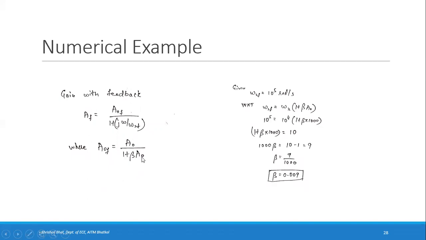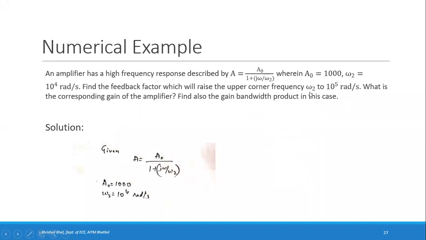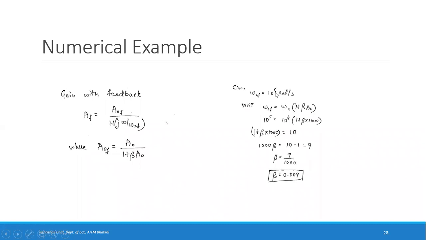It is also given that with the feedback, your upper corner frequency with feedback has to be 10 raised to 5 radians per second. So omega 2f is 10 raised to 5 radians per second. So what happens is, with feedback, the frequency will increase. If you induce a feedback, the frequency will increase, and by what times? By the same factor, by 1 plus beta A times. Okay, the frequency will be multiplied by 1 plus beta A times. So omega 2f is omega 2, that is frequency without feedback, multiplied by this factor 1 plus beta A naught.